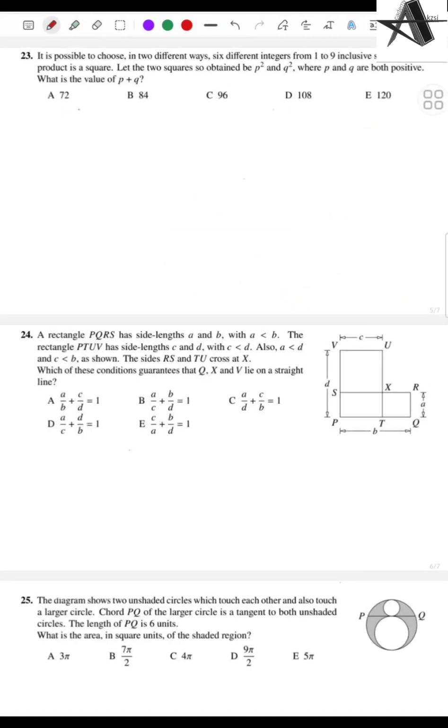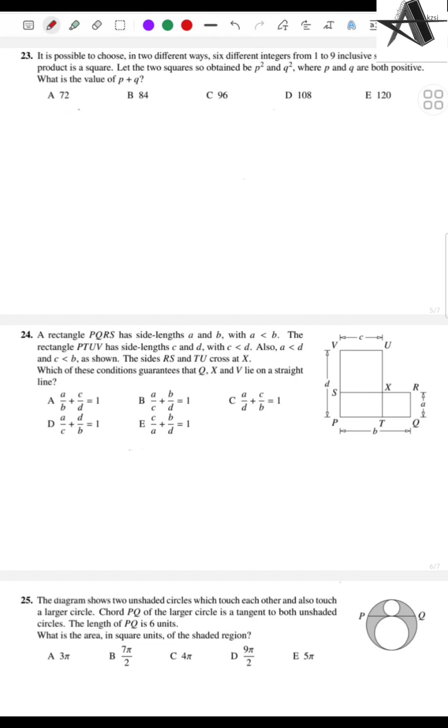It is possible to choose in two different ways 6 different integers from 1 to 9 inclusive such that their product is a square. Let the two squares so obtained be p squared and q squared, where p and q are positive. What is the value of p plus q?